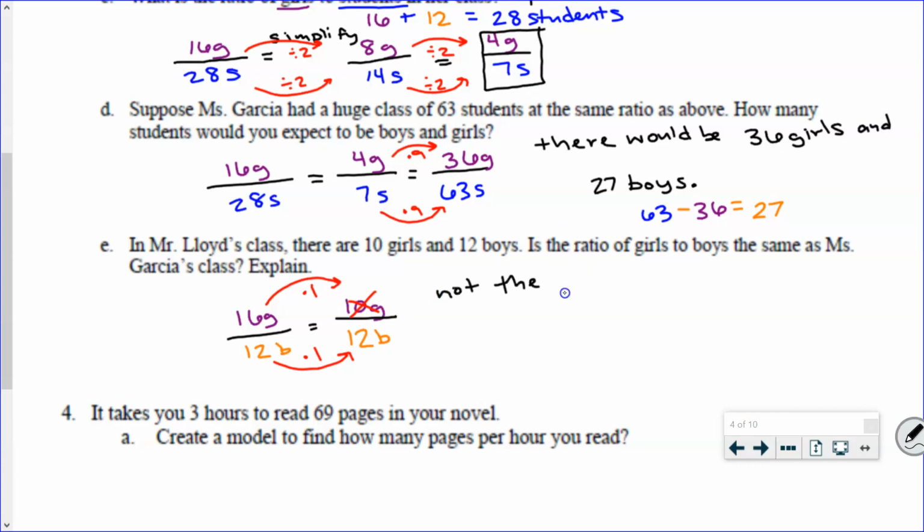Could you have done it by finding the simplest ratio? Yeah. If you don't have to, why would you though? Okay? Not the same ratio.